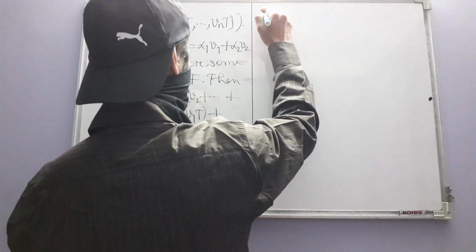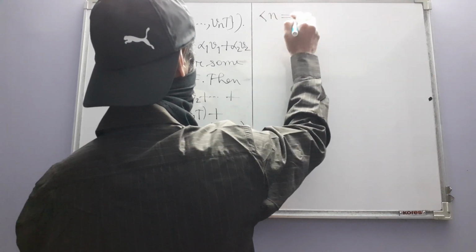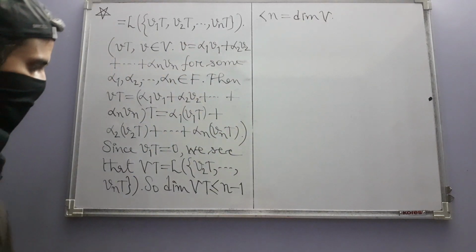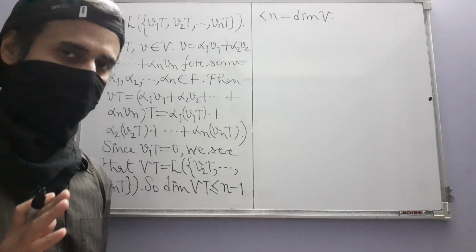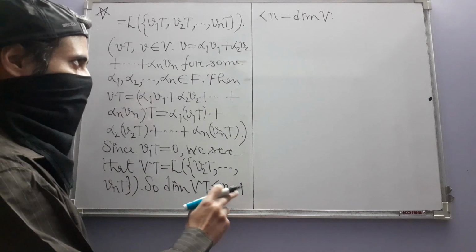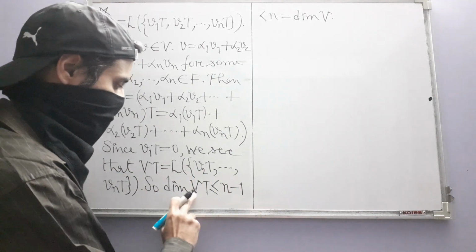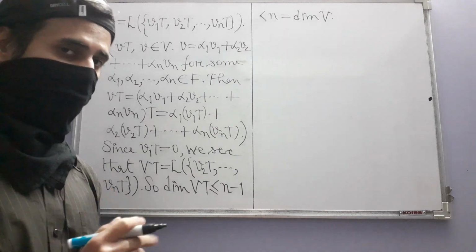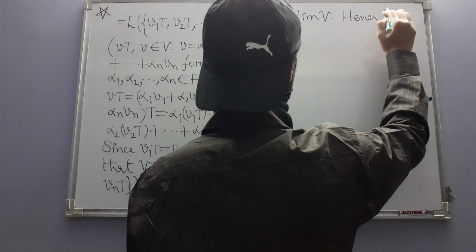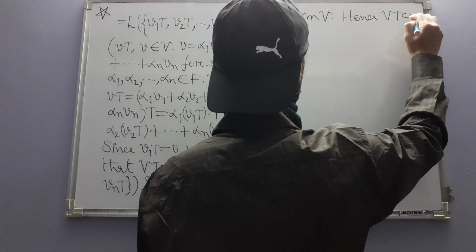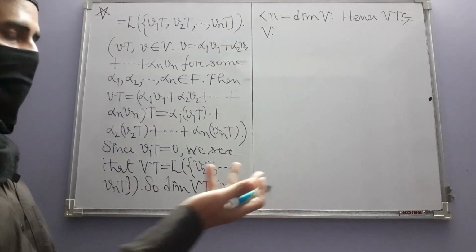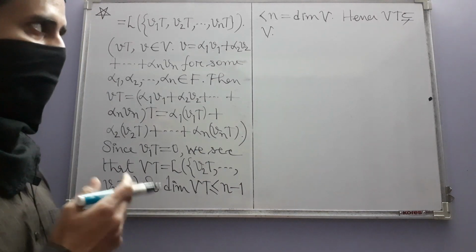And this is less than n, which is the dimension of V. So it means that Vt, of course, is a subspace of V, but it's a subspace of V whose dimension is less than that of V. So of course Vt cannot be equal to V. It's a proper subspace of V. Hence, Vt is a proper subspace of V, but then T is not onto, T does not map V onto V.